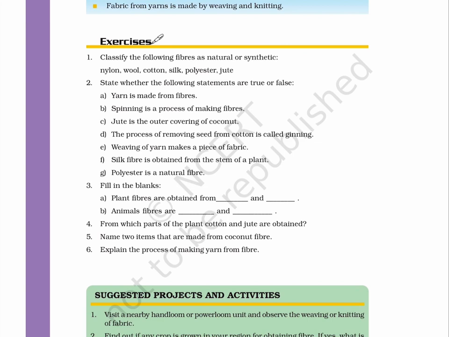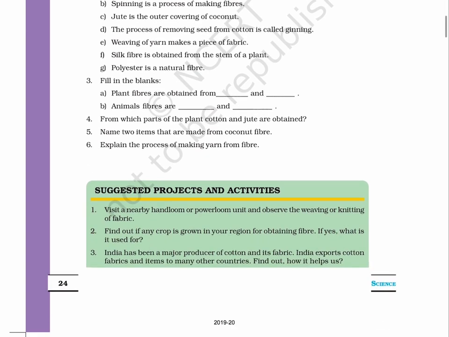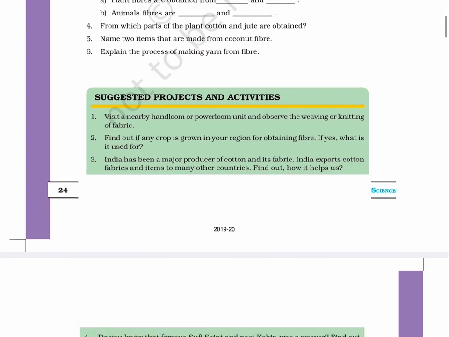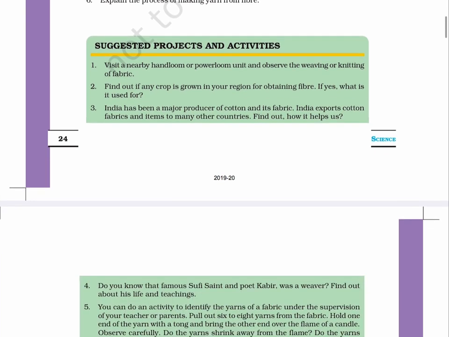Suggested projects and activities. 1. Visit a nearby handloom or power loom unit and observe the weaving or knitting of fabric. 2. Find out if any crop is grown in your region for obtaining fiber. If yes, what is it used for? 3. India has been a major producer of cotton and its fabric. India exports cotton fabrics and items to many other countries. Find out how it helps us.